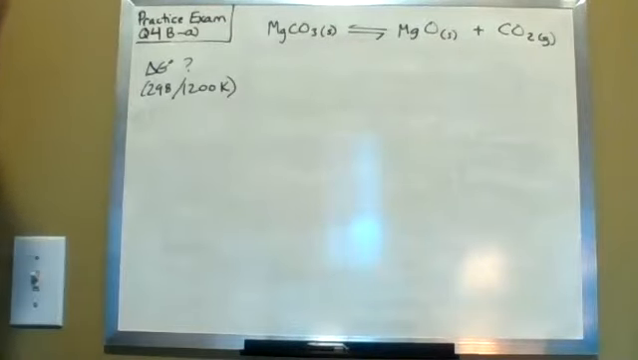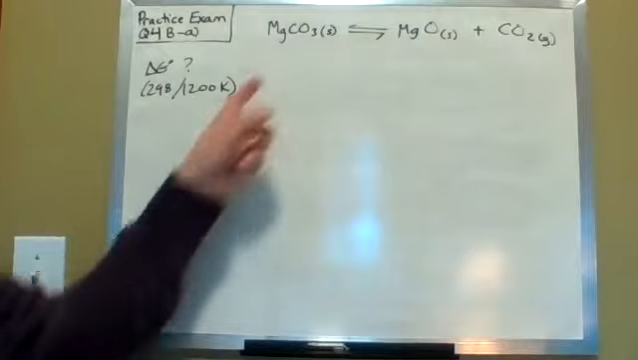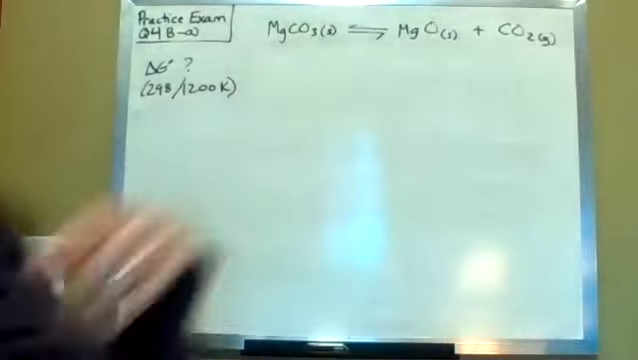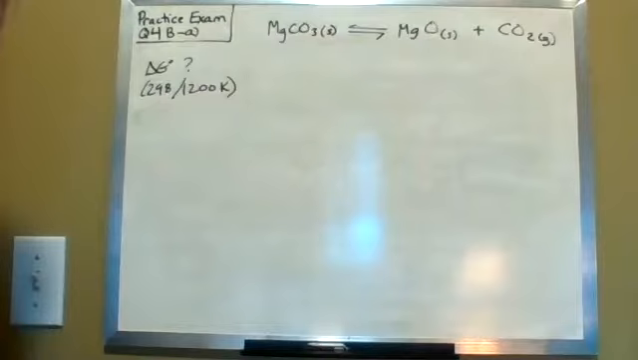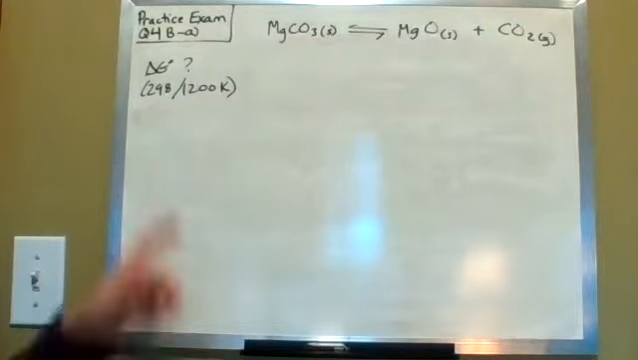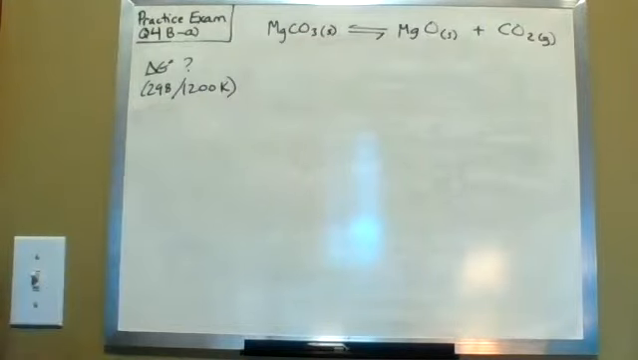Welcome back. This is question 4B from the practice exam, and we'll start with part A of that question. This question talks about the decomposition of magnesium carbonate to magnesium oxide and CO2, and you want to find the delta G of the reaction at 298 and at 1200 Kelvin.